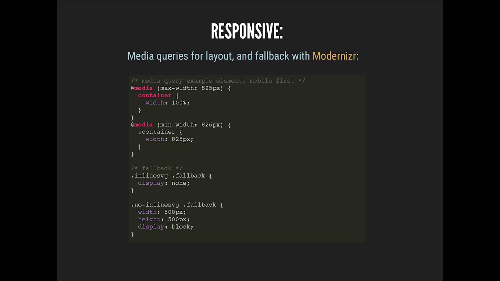So we're doing media queries for layout as well. So we've got like the container is 100%, so it's scaling with the container until it gets to a certain point, and then we're doing like a fixed width. It doesn't like expand forever and ever. We have a fallback, which is just like a JPEG image that doesn't get downloaded unless we need it via Modernizr. Modernizr is really great. It offers these kind of body class hooks for us to make really simple fallbacks.